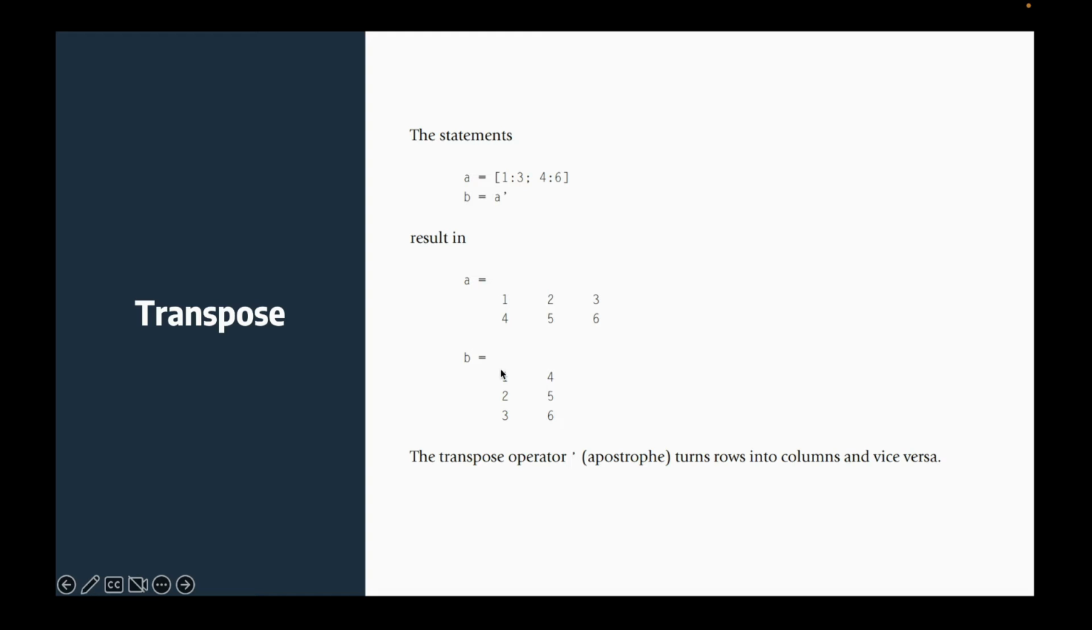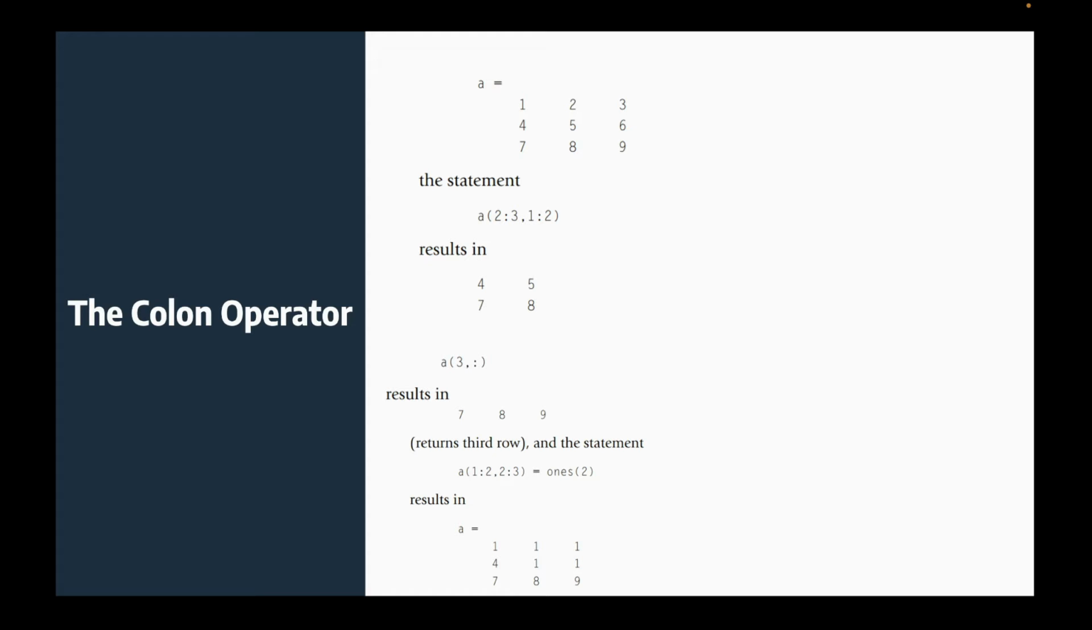That will give you 1 and 4, instead of being a column, they're going to be a row. 2 and 5, instead of being a column, they're going to be a row. 3 and 6, instead of being a column, they're going to be a row. You already know that, but it's good to touch base on it since we are in the chapter of matrices. Now, the importance of the colon operator in our matrices. Again, we have this matrix, 3 columns and 3 rows.